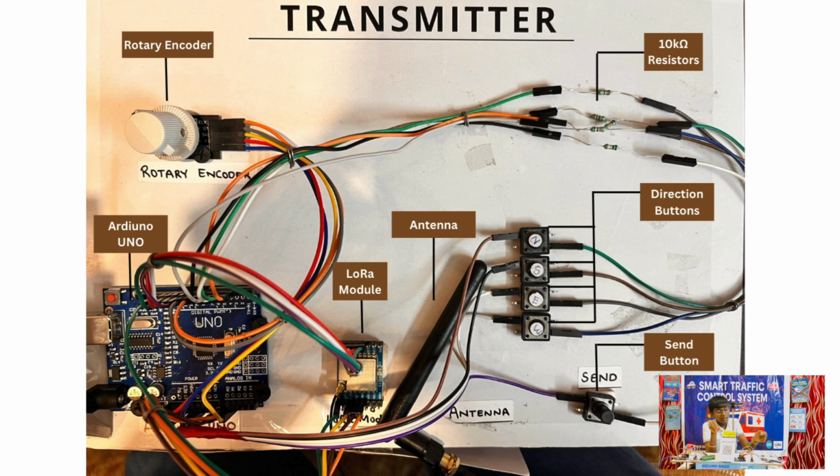Here we have 4 switches and 1 send button. These 4 switches, north, south, east and west, are used to choose the direction in which the emergency vehicle is coming in. And this one is the send button. This is used to confirm all the data that is being processed through the rotary encoder and direction. This is the final touch, the send button.